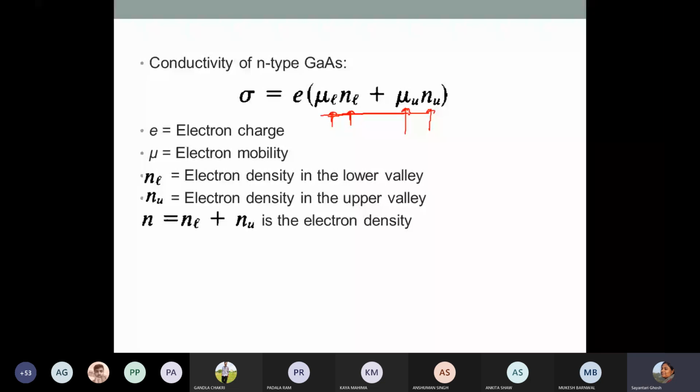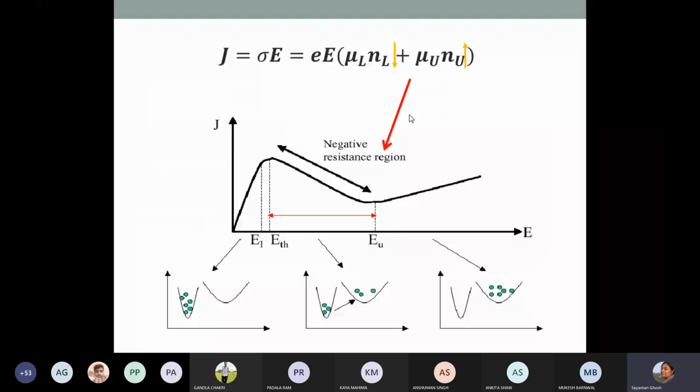So let us just try to interpret this result. J, the current density, is equal to sigma times E, which is equal to E times mu that I have plugged in instead of sigma. So this is the effective value of current density. This current density depends on both the number present in one of the valleys and the mobility of that particular valley. To begin with, all the electrons were in the lower valley. The lower valley has a high value of mobility. So what do you expect? The current will increase very sharply. So the current was increasing very sharply.